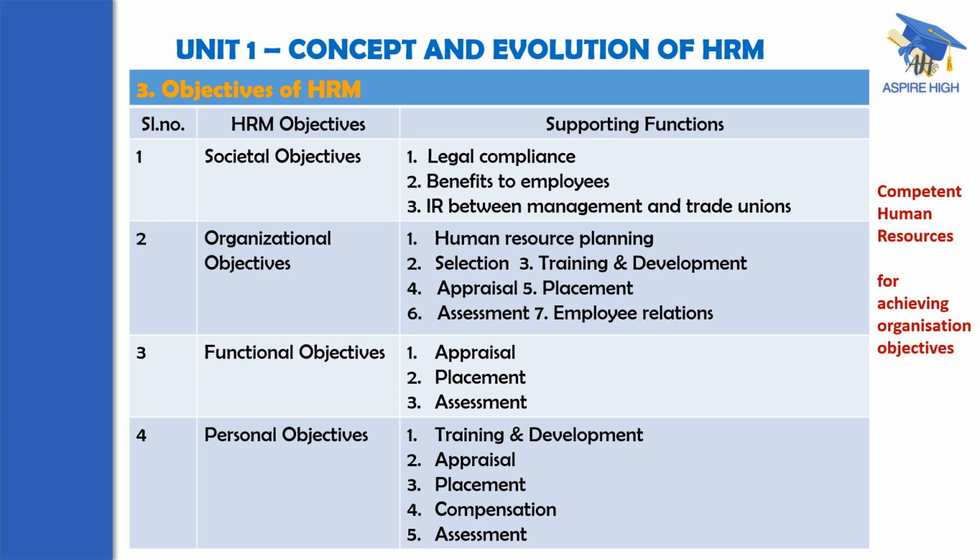Some supporting functions are mentioned here. The first one is legal compliance. Second is benefits to employees. Legal compliance means, suppose in a particular state certain instructions are there, some reservations are to be followed, they are to be complied with. Then benefits to employees, and IR, industrial relations between management and trade unions. These are the supporting functions for the HRM objective, that is, societal objectives.